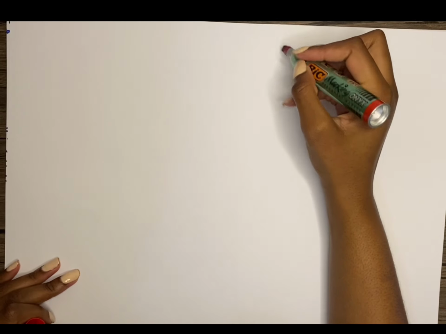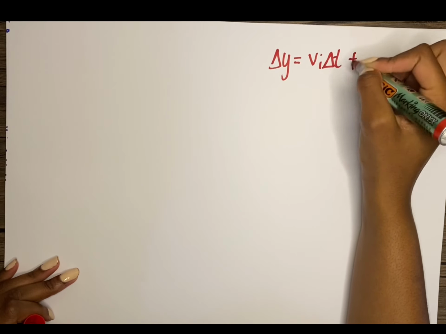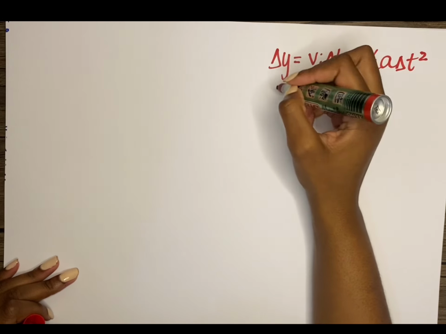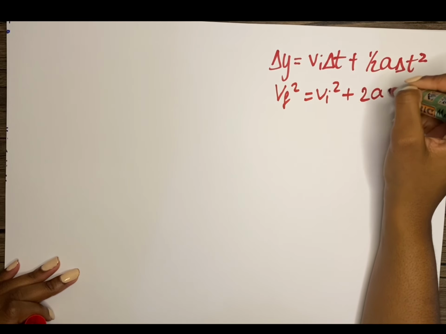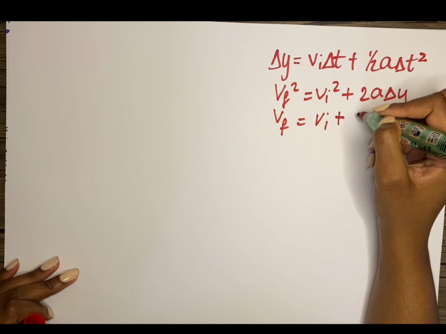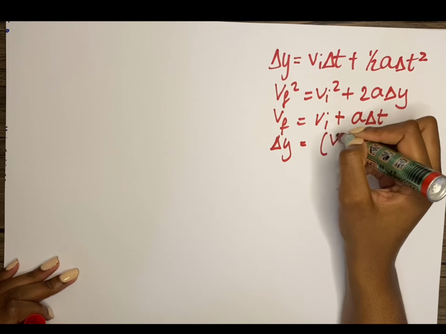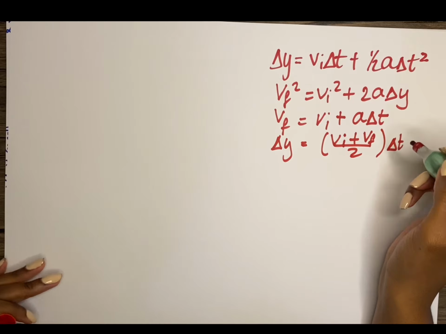So you can use your equations of motion, which there's 4 of them. You can either use delta y is v initial delta t plus half a delta t squared, or you can use vf squared is vi squared plus 2a delta y, or you can use vf is equal to vi plus a delta t, or you can use delta y is (v initial plus v final) over 2 times delta t, right?